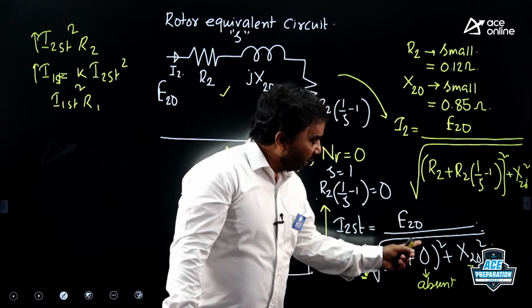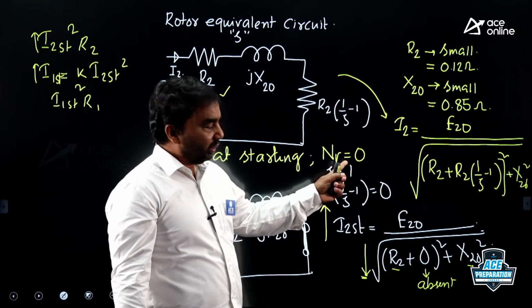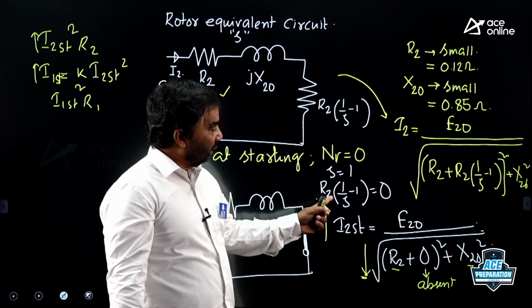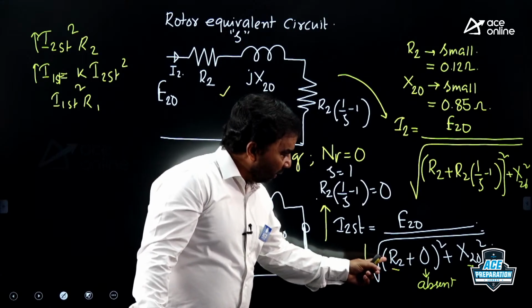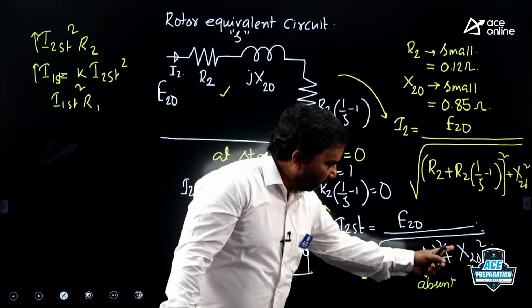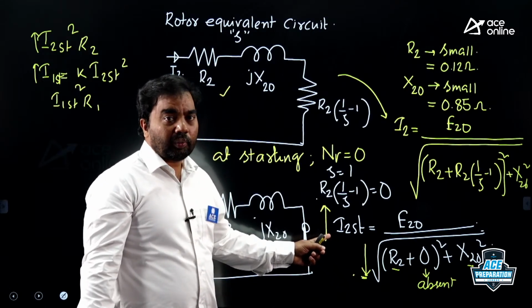Why is that fellow not there in the rotor circuit at starting? As you can see, Nr is equal to 0, slip is equal to 1, and the load impedance will be 0. As the load impedance is 0, and R2 and X2 naught values are very less, the rotor impedance will be less, and the rotor current will be high.